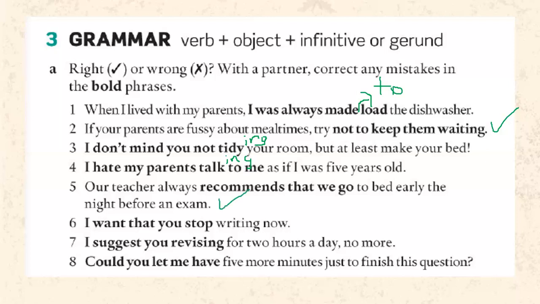What about number 6? I want you to stop. So we're eliminating that extra that. I want you to stop. And we're adding the infinitive before stop, right? The infinitive form. Eliminate this. Then we add to.